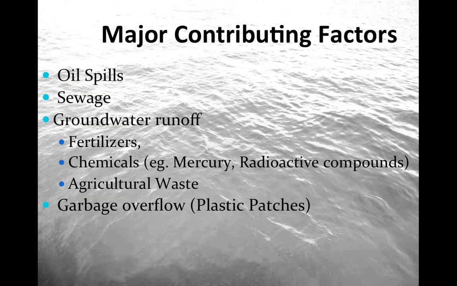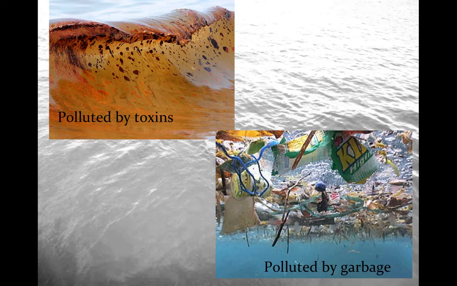Today we'll be talking about ocean pollution, which is Unit 1 of this course. Some of the major contributing factors for ocean pollution include oil spills, sewage, and things that come from the groundwater runoff, things like fertilizer and chemicals, including things like mercury and radioactive compounds, and agricultural waste. And then last but not least, we're going to do a little bit more extensive overview of the Great Pacific Garbage Patch. So we'll talk about how that comes from garbage overflow, and then what the resulting impact on the oceans is.